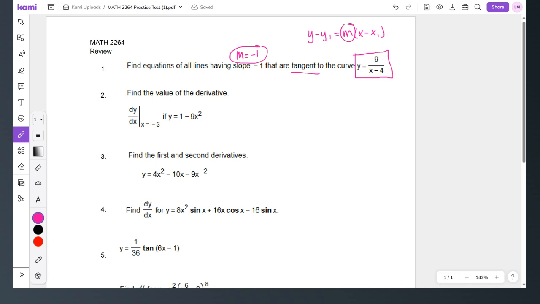And then once I get those x's, I'm going to plug them into this equation to get the y coordinates so that I can have x1, y1. Right, so I already have m, and I have a feeling there's more than one line.